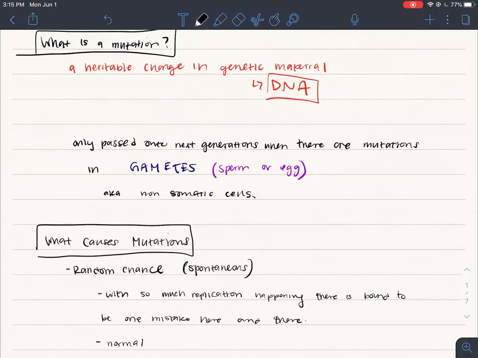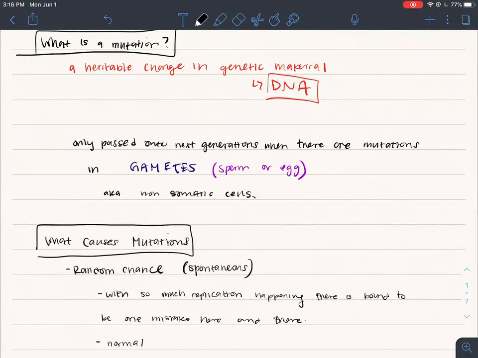I am a Bio 5A SI, and today we're going to talk about mutations and gene regulation. So let's start with mutations. A mutation is basically a heritable change in genetic material.